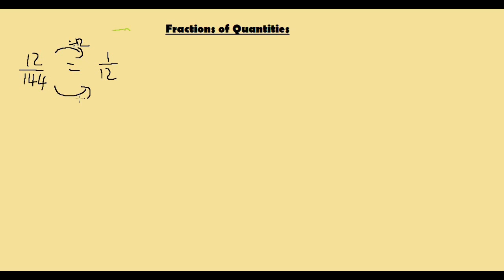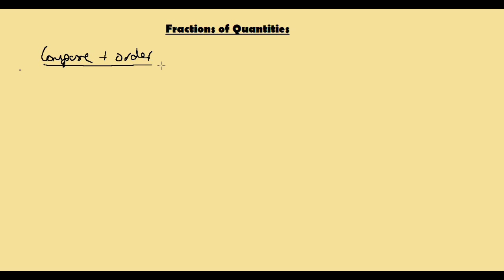The next thing we need to do, and the last thing on this video's agenda, is be able to compare and order fractions. By order I mean put them in order from highest to lowest or lowest to highest. Okay, so let's have a little think. What is the higher value out of 3 over 5 or 7 over 12?